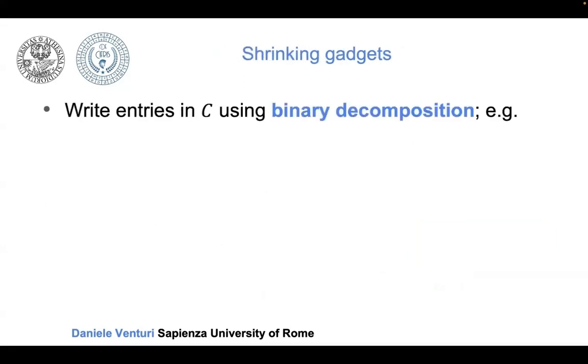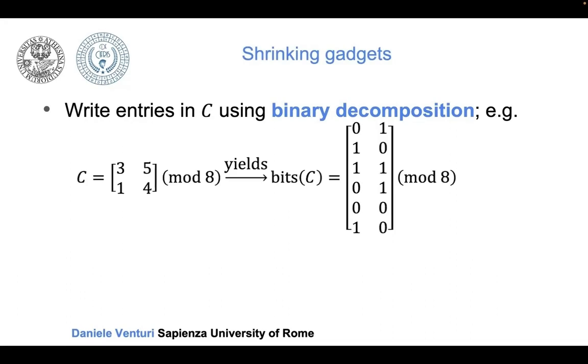The idea is to take this ciphertext and use a binary decomposition, representing it in a way that is equivalent, but the entries are small. Think of the ciphertext as being like this. Say Q is 8, then the ciphertext is 3, 5, 1, 4, and then I do the binary decomposition, which means 3 is 0, 1, 1, 1 is 0, 0, 1, 5 is 1, 0, 1, and 4 is 1, 0, 0. I put these in a new matrix, which I call bits of C, the binary decomposition of the original matrix C.